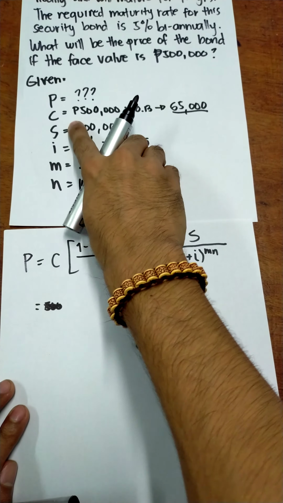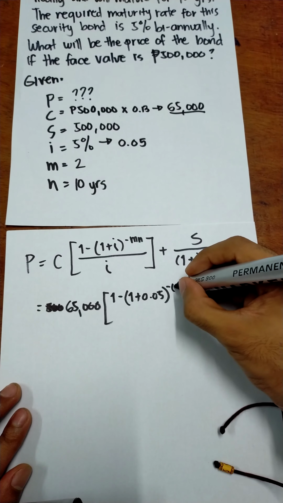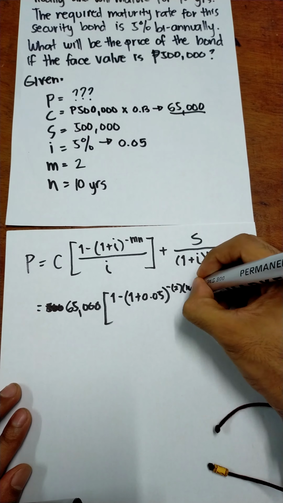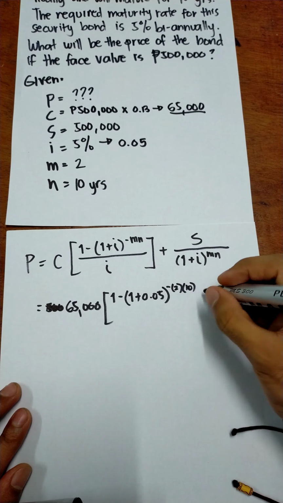So, we have negative 2, and we have 10. Okay? And then, we have the I, which is 0.05. Okay? So, here it is. Plus, this part I will just write below. Okay? So, we have the S, which is 500,000.